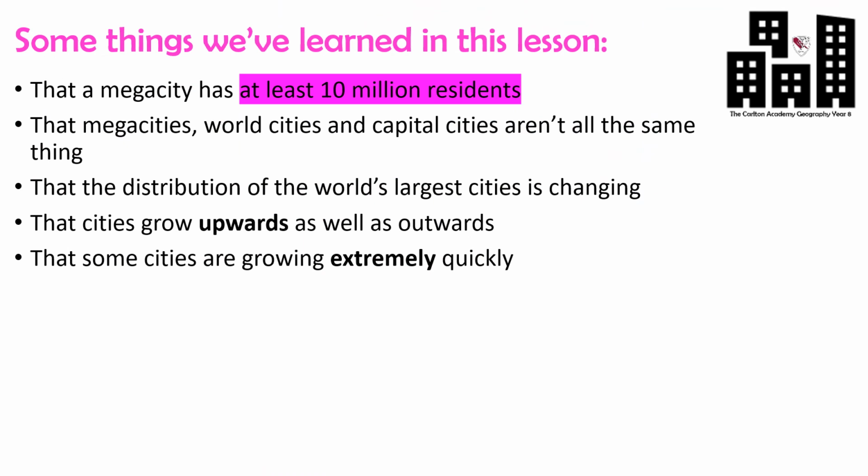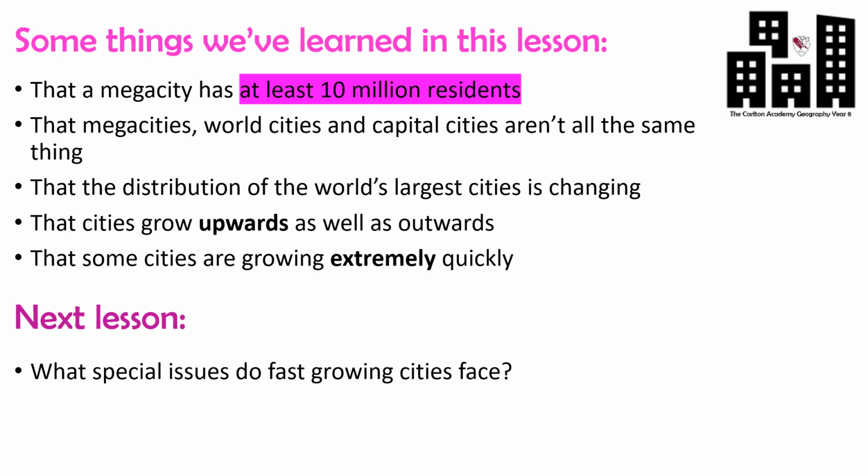So to summarize today's lesson, we've learned that megacities have at least 10 million residents. The megacities, world cities, and capital cities aren't all the same thing. That the distribution of the world's cities is changing. That cities grow upwards as well as outwards. And that some cities are growing extremely quickly. Next lesson, we're going to have a look at what special issues fast-growing cities face.